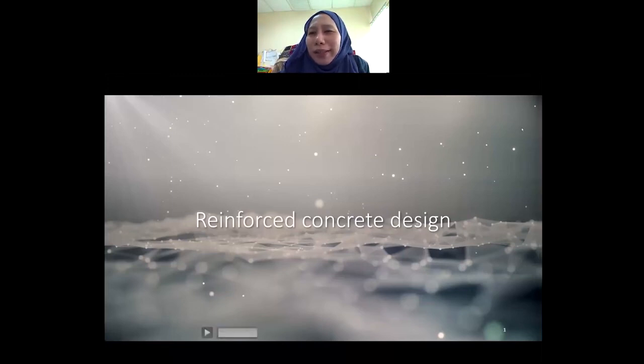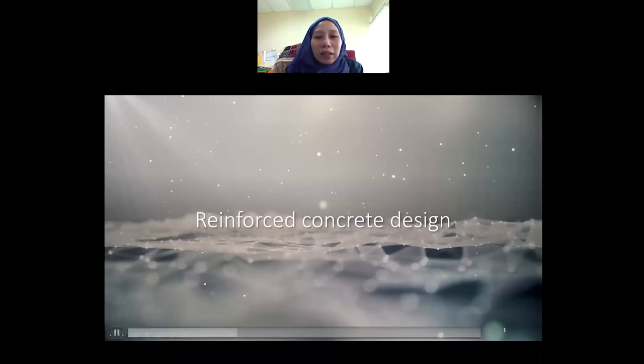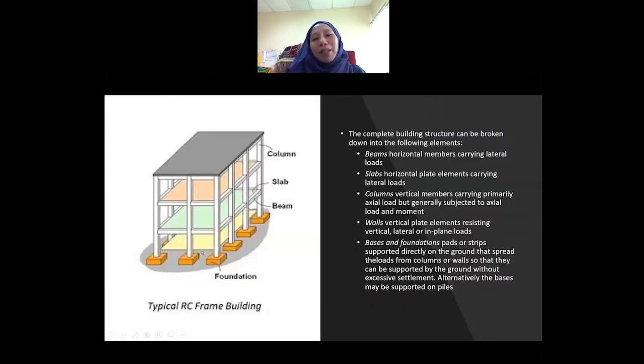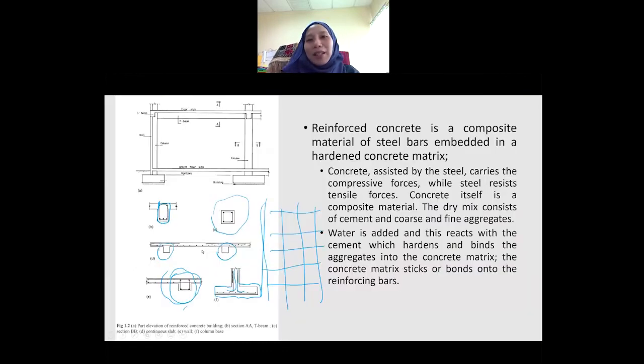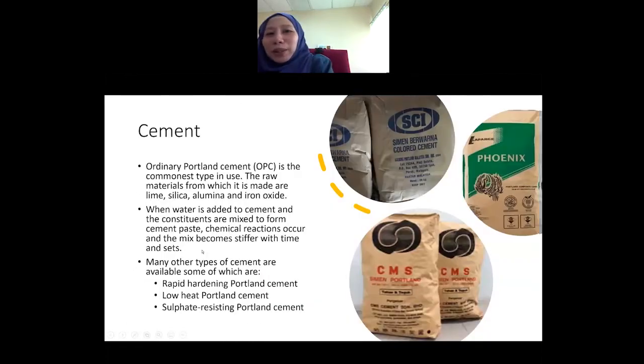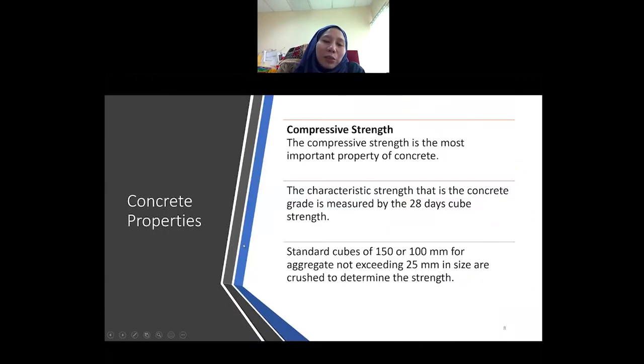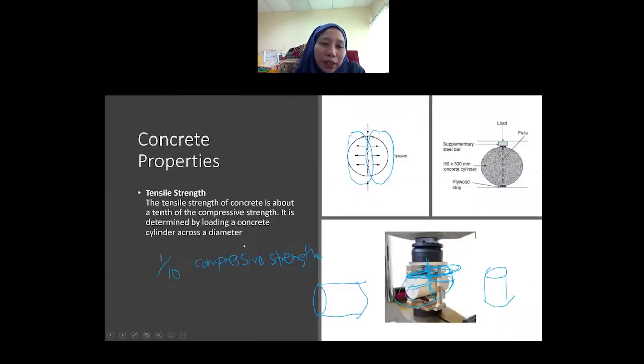Last Monday, we learned about the reinforced concrete design elements. And then a little bit about what consists in reinforced concrete: cement, aggregate. And then we learned about the concrete properties.